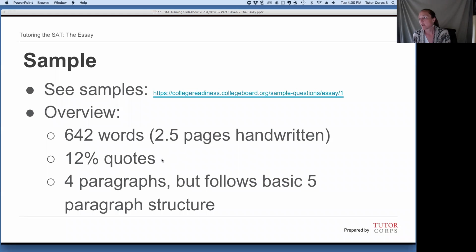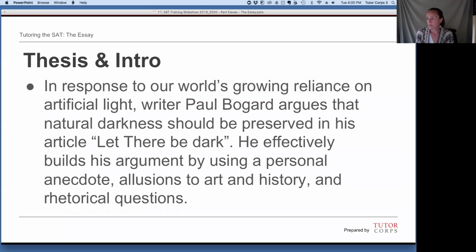So here's a link to the samples you can check out. An overview of one of them. One of them is 642 words, about 2.5 pages handwritten, 12% of that being quotes from a passage. It's 4 paragraphs, although it follows the basic 5-paragraph structure.